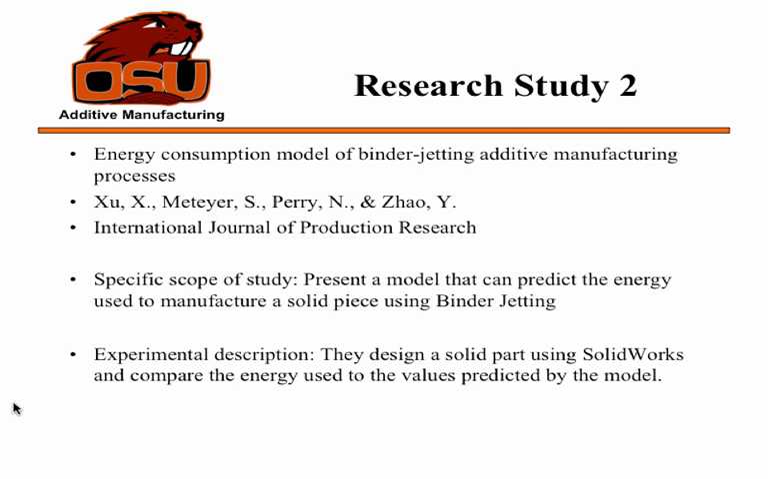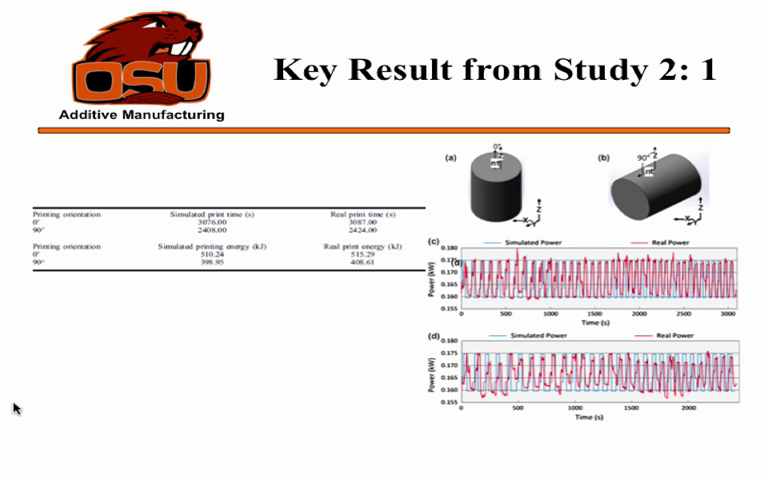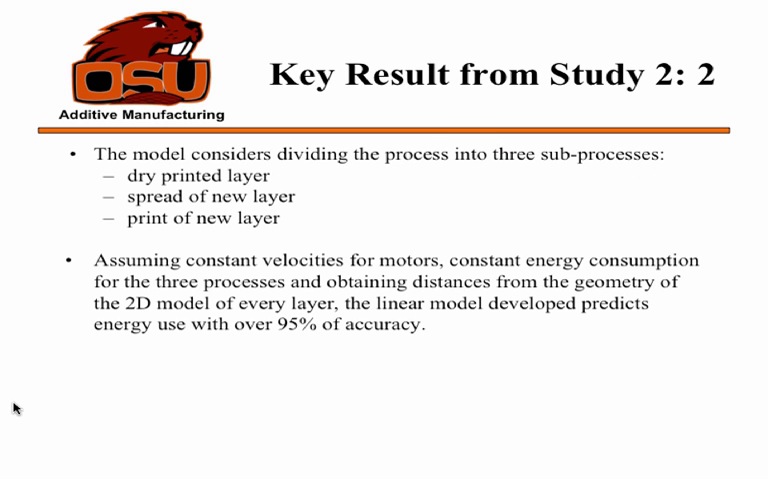And since it's a step motor, they established that the velocity of the moving parts in the machine is fairly stable, so they can linearly predict the amount of energy. In the table on the left, they compare the simulation values against the real values, and the graph overlaps the two measurements, and they basically established that they can predict with 95% accuracy the amount of energy that is used in this type of process.